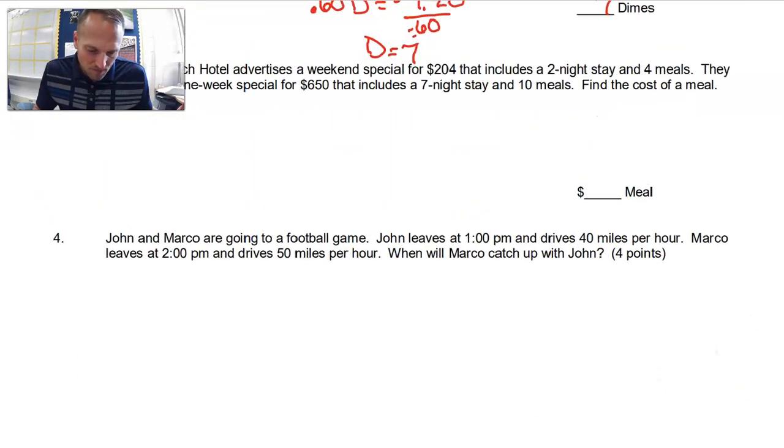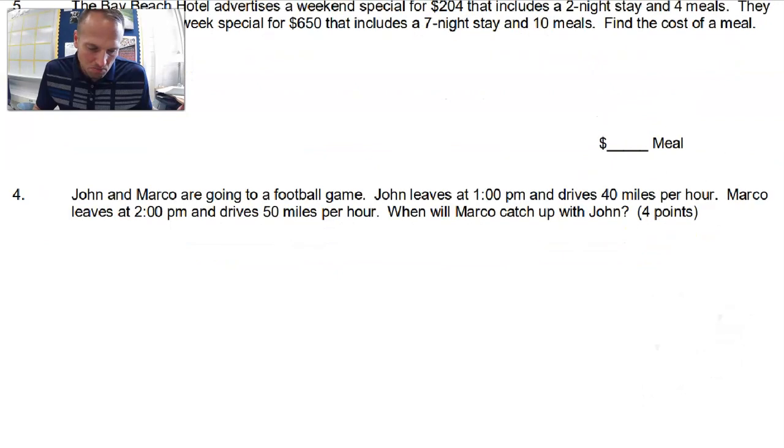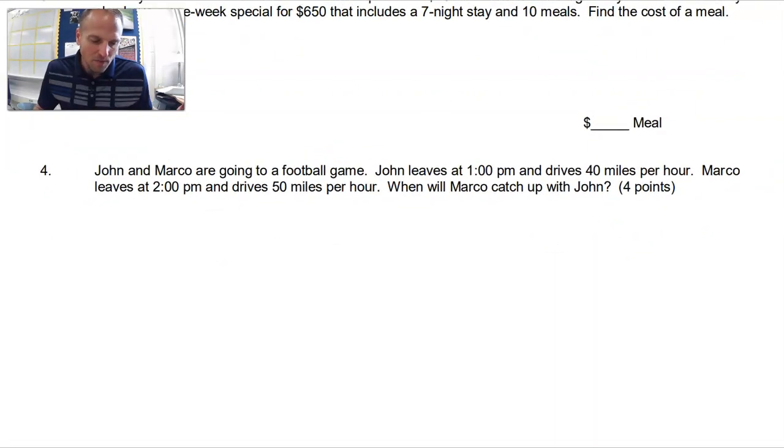I'm going to skip number 5. I think you can do that on your own. Let's do number 4. John and Marco are going to a football game. John leaves at 1 o'clock and drives 40 miles per hour. Marco leaves at 2 o'clock and drives 50 miles per hour. When will Marco catch up with John? Okay, so let's see. Well, we could just make a chart.